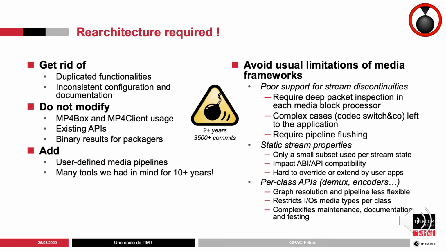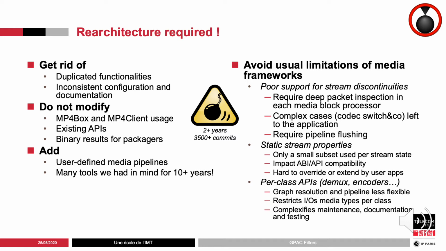So before breaking everything, we did a bit of introspection and tried to see what we were doing in a weird way, and also check what others were doing. The most important limitations we found were usually the poor support for stream discontinuities. By that we mean switching a codec configuration, switching a codec, or even removing a codec, so going from compressed to uncompressed domain. This usually requires in existing frameworks deep packet inspection to check whether a discontinuity appears in a given media frame.